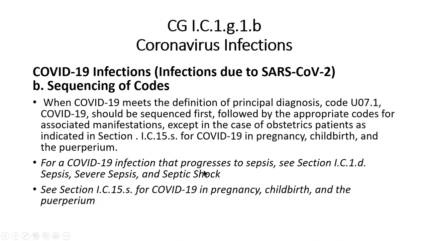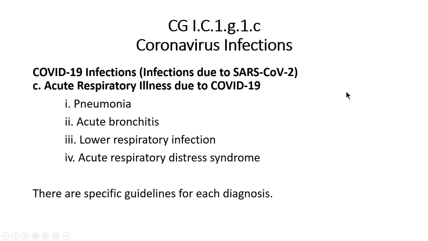If COVID-19 progresses to sepsis, you're going to use a different guideline. And then this is the Chapter 15 guideline for COVID-19 in pregnancy. COVID-19 infections can cause a couple of different acute respiratory illnesses, and these are the 4 that have been given to us as options with guidelines for each.